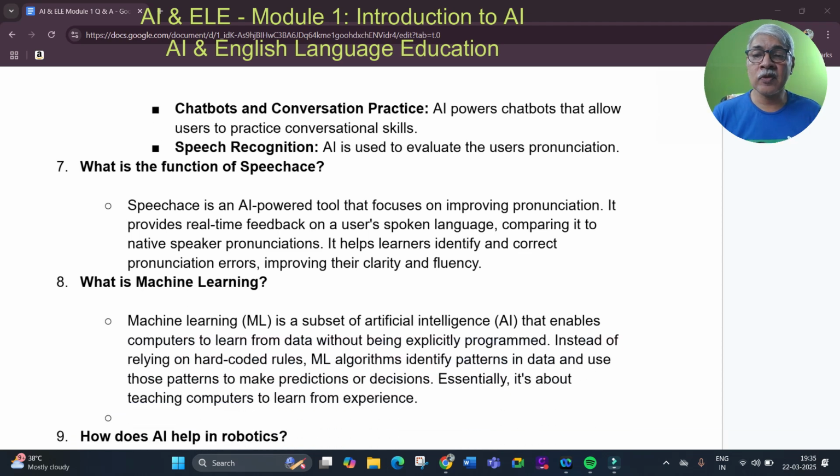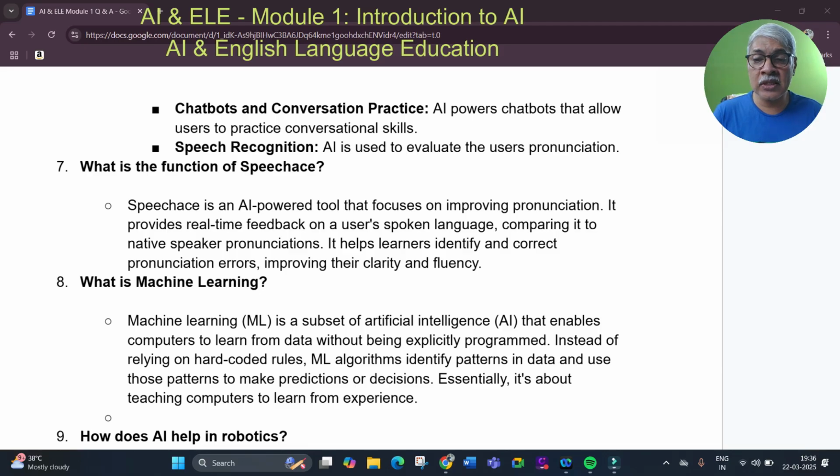And what is the function of Speech Ace? The same thing. It's an AI-powered tool that focuses on improving pronunciation with real-time feedback. So suppose you speak a word and your pronunciation is not 100% correct, it helps you pronounce better. Now what is machine learning? Machine learning is a subset of artificial intelligence.